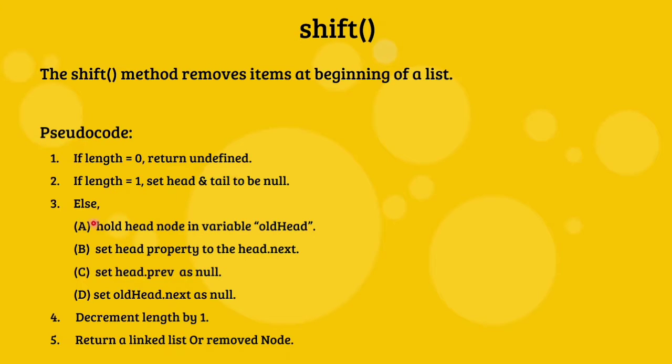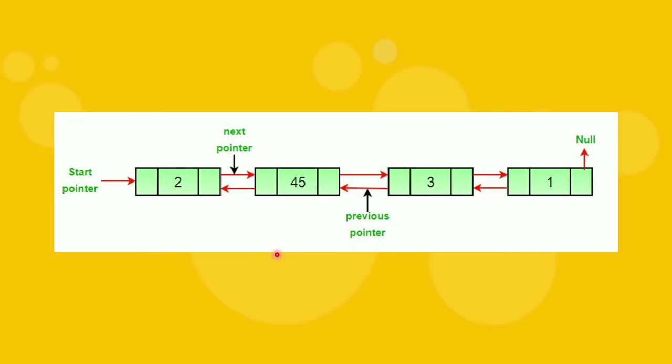Then in the else part, we will hold head node in the variable called old head, and then we will set head property to the head.next. So here we have our head node as 2, then 45, 3 and 1. Suppose I want to remove 2. At that time, firstly what I will do, I will simply set this.head equal to this.head.next. So what will happen? Now my head will change from 2 to 45.